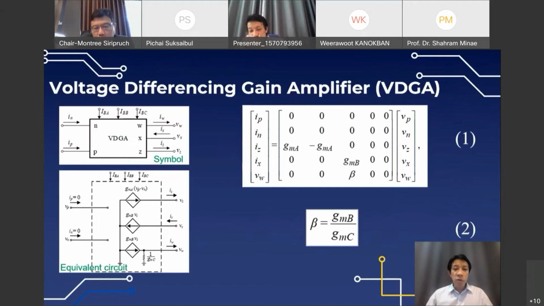The active building block used in this work is the voltage differencing gain amplifier, or VDGA for short. The left side shows the symbol of the VDGA and the equivalent circuit. The right side shows the matrix equation of the VDGA. From the matrix equation, the current at port Z can be controlled by external current source IBA. Current at port X can be controlled by external current source IBB, and voltage at port W can be controlled by the ratio of IBB and IBC, the transconductance gain of the VDGA.